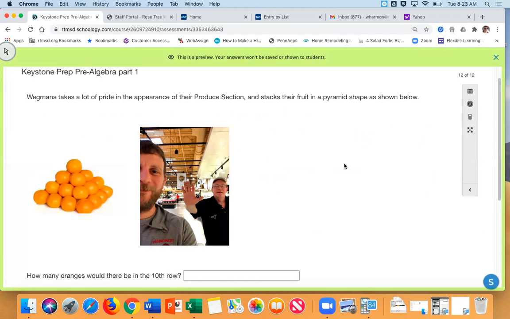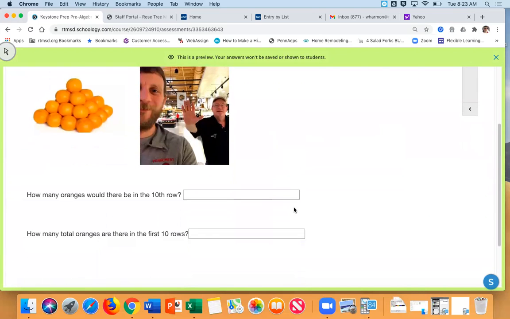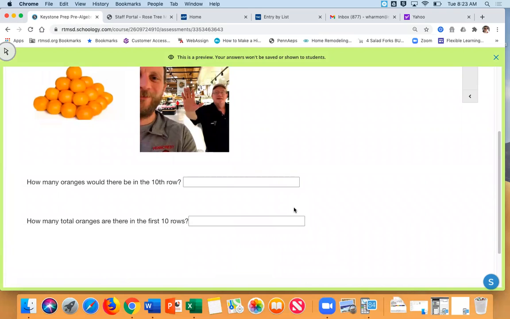All right, Wegmans takes a lot of pride in the appearance of their produce section and stacks their fruit in a pyramid as shown below. Okay, that's my friend's dad. So how many oranges would be in the 10th row? Here's the thing. How many oranges are in the first row? 1. How many are in the second? 4, because there's 3 that you can see, and there has to be 1 on the back. So 1, 4. What about in this row?